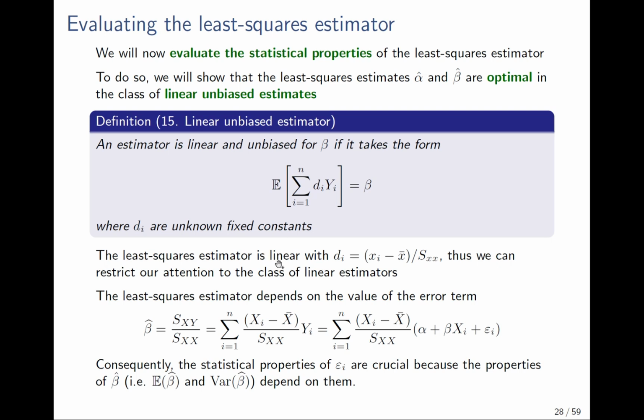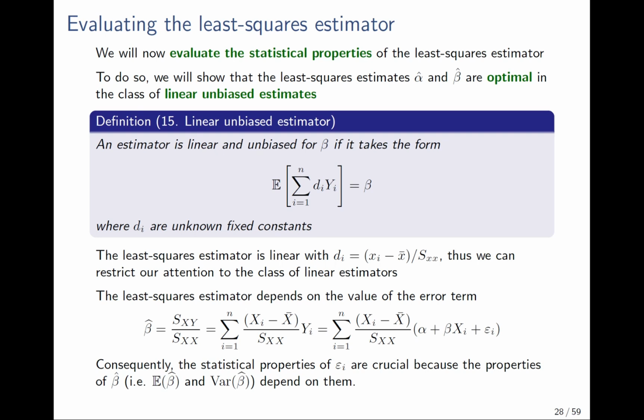And it turns out that our least squares estimator can be written in this linear form, where the d_i, the unknown fixed constants, take this form: (x_i minus x bar) over the sum of the squares. And for that reason, when we seek to evaluate the least squares estimator, we can restrict our attention to the class of linear estimators, because that's the class that least squares falls in. That's the first point. Least squares is a linear estimator.